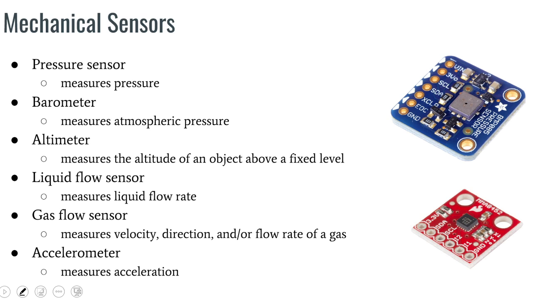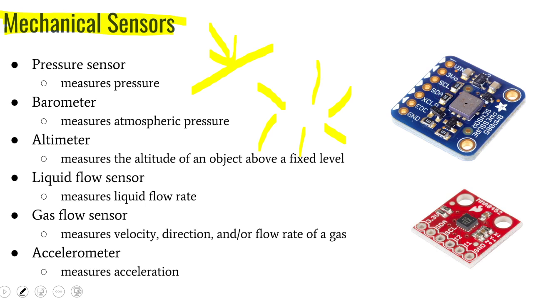Then there are other types of sensors, such as mechanical sensors. When we talk about mechanical sensors, we can have pressure sensors that can measure the pressure on a surface. We have barometers, which can measure atmospheric pressure. The difference is that with pressure sensors, we are measuring pressure that is exerted on a surface, whereas with barometers, we are measuring pressure that is exerted by the atmosphere.